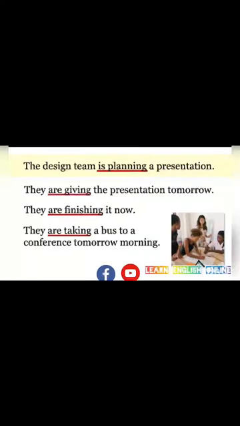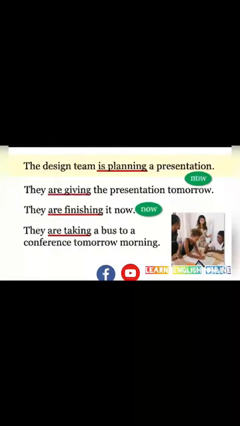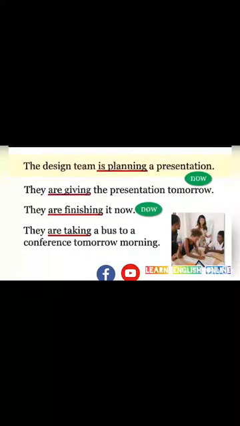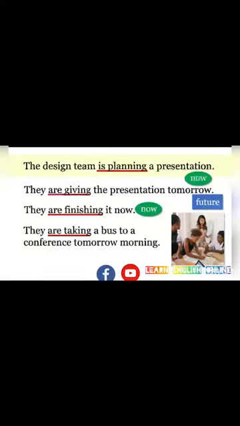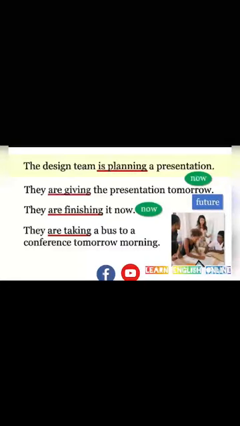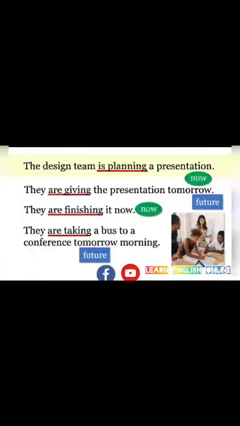Okay, now look at these sentences. The design team is planning a presentation. That is happening right now. They are finishing it now. That is also happening right now. You know because it says now. They are giving the presentation tomorrow. That's happening in the future. And they are taking a bus to a conference tomorrow morning. Tomorrow morning is also the future.